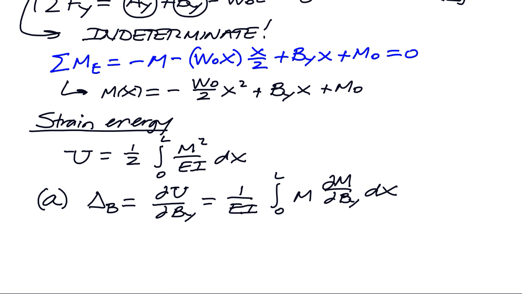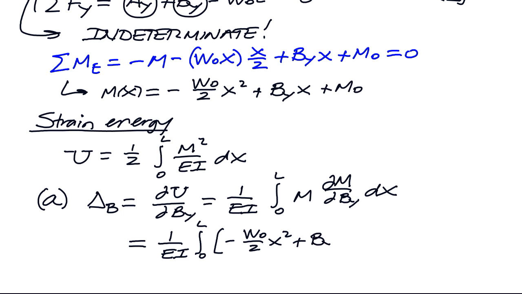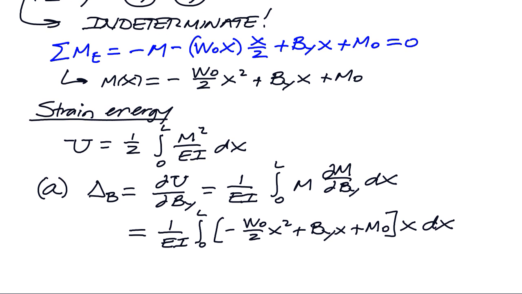So we take our expression there for M, which is going to be minus W naught over 2 x squared plus By x plus M naught, that's M. I need the partial of M with respect to By, that's simply going to be x. So that gets integrated over the length.